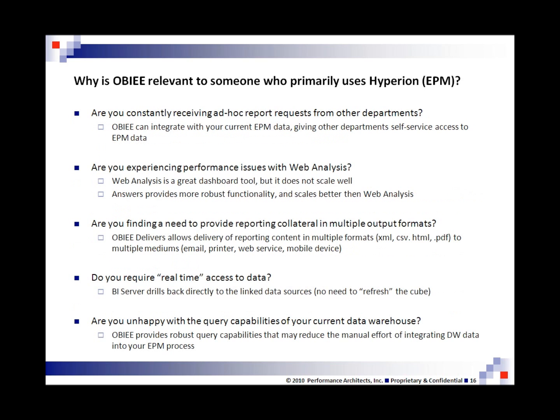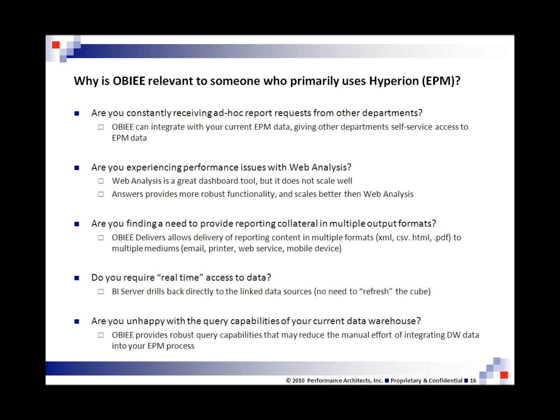So if I'm an EPM user, why is OBI relevant to me? Now that I know what it is, what are some reasons why it might be relevant to me as a user? So one thing would be, say you're in one of the big places for EPM, finance and financial planning. If you're in financial planning, are you constantly receiving requests from other departments asking you for your budgeting and forecasting data? If that's the case, with some of this integration stuff, OBI can integrate with your current EPM data and give other departments self-service access to your EPM data. Because of the integration between the two tools, it might be easier to just take some of your EPM data, throw OBI on top of it, and then give all the other departments query access to it so they can come and do their own self-service querying instead of having to constantly go to you guys to get data out of it.